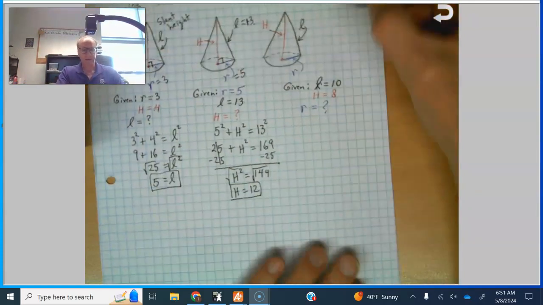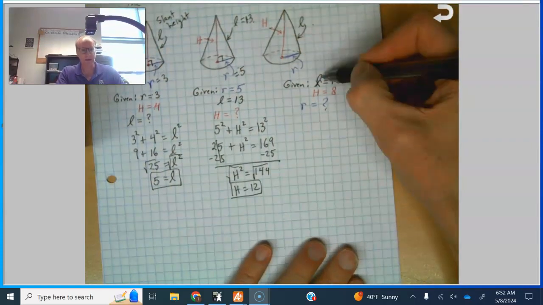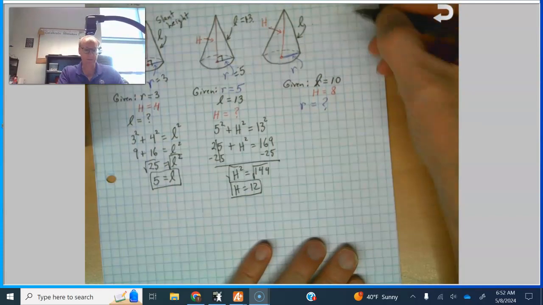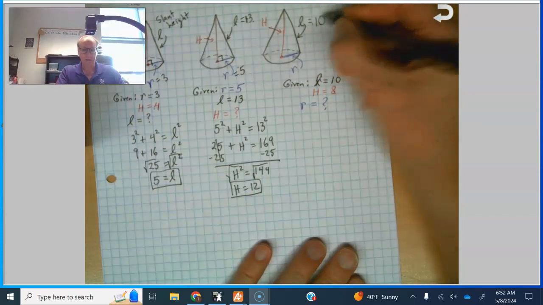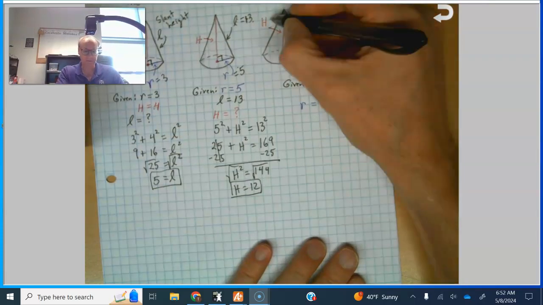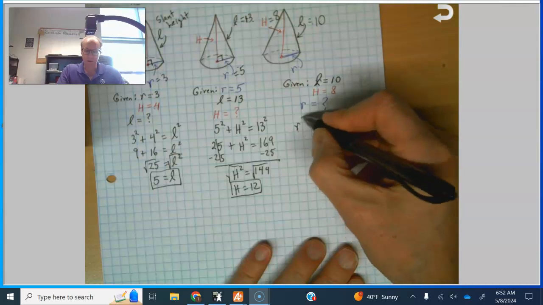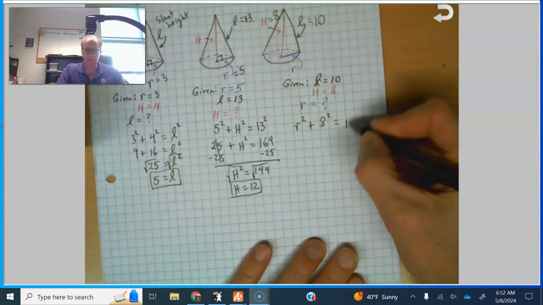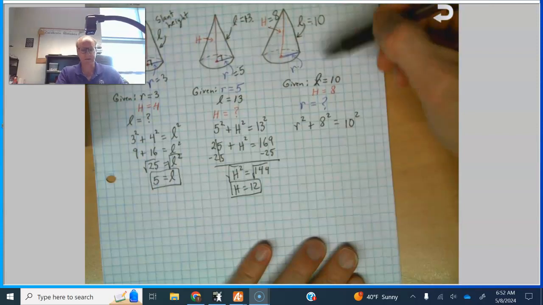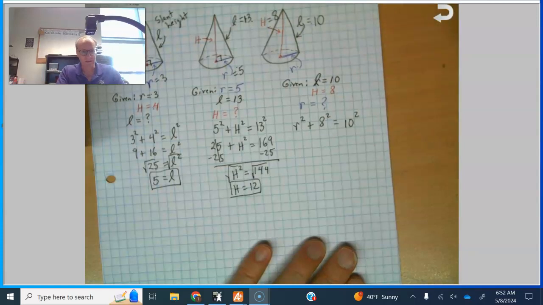The last one is if I know the height and the slant height, and I'm missing the radius, then again, I do the same type of thing. L happens to be 10, the slant height is 10, the height is 8, and we're missing the radius. So r squared plus 8 squared is equal to 10 squared. And hopefully you recognize this as a 3, 4, 5 doubled to 6, 8, 10.